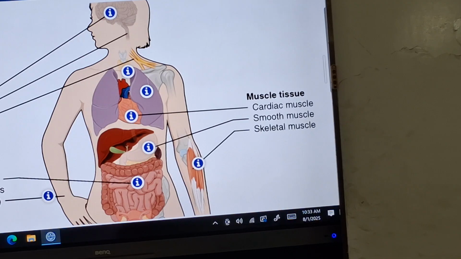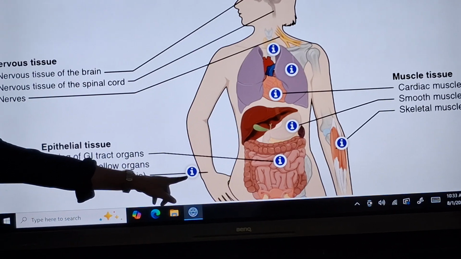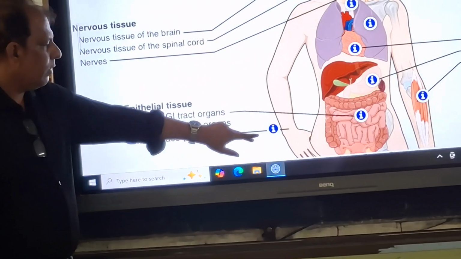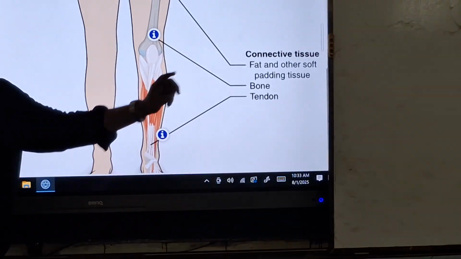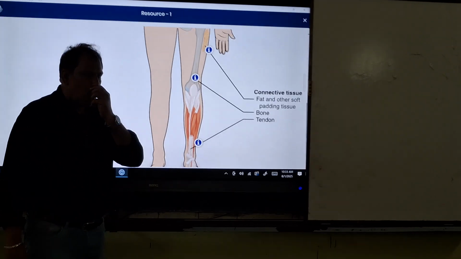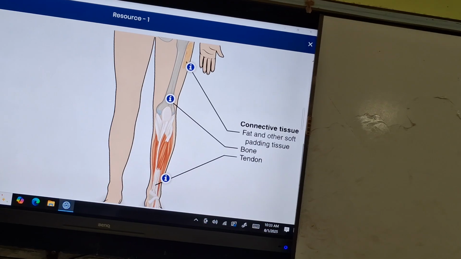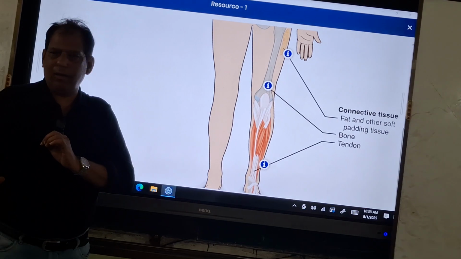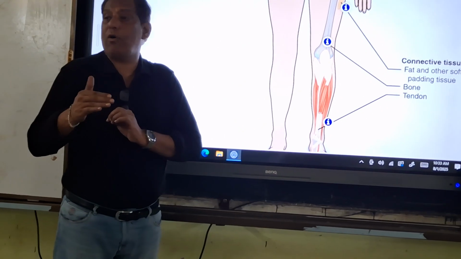Next, you see the skin surface, in which you observe the epidermis. Already we have learned different kinds of epidermis. Next, we learn about connective tissue. We have already learned, but let us locate it. One of the connective tissues flows like a liquid. What is the name of the connective tissue that flows like water?